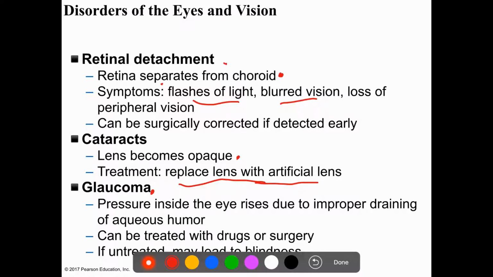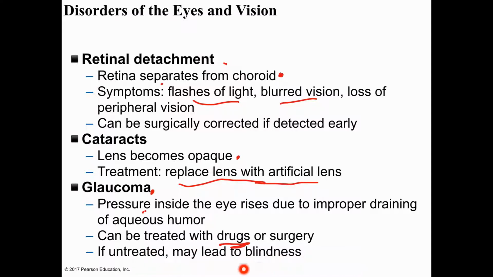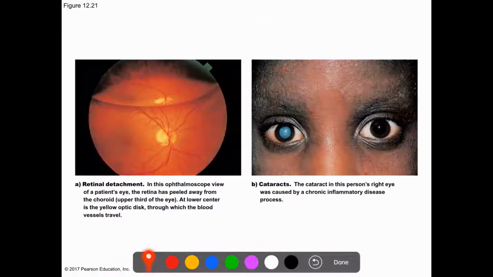And we have glaucoma, when the pressure inside the eye rises due to improper draining of aqueous humor. This usually can be treated with drugs or even surgery. If untreated, it might lead to blindness. As you can see, this is an example of cataract, and this is an example of a detached retina.